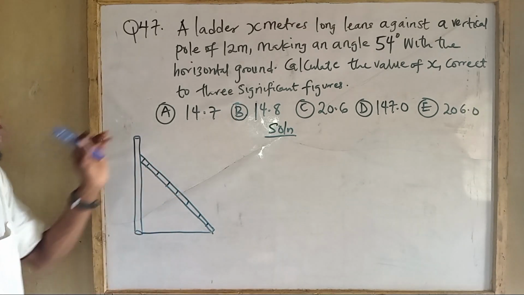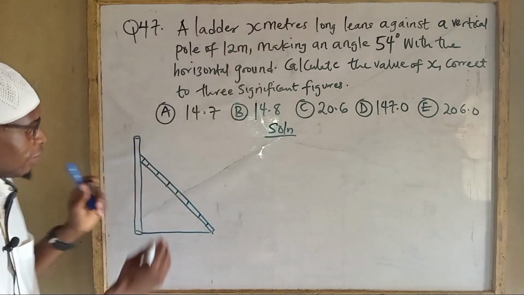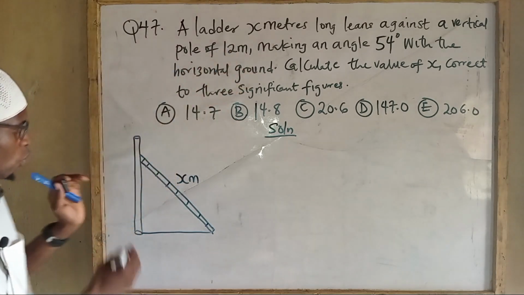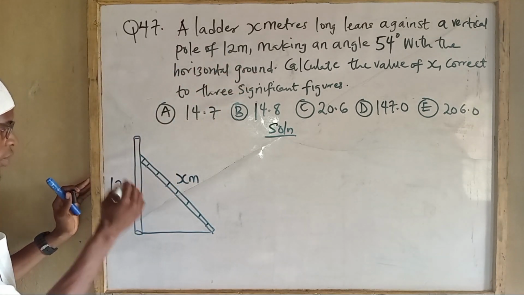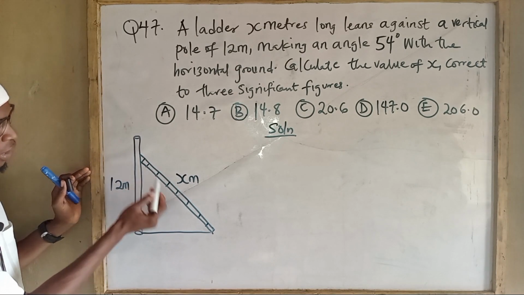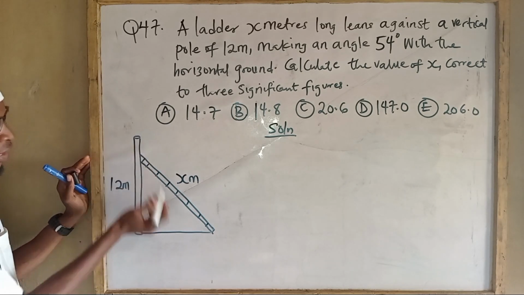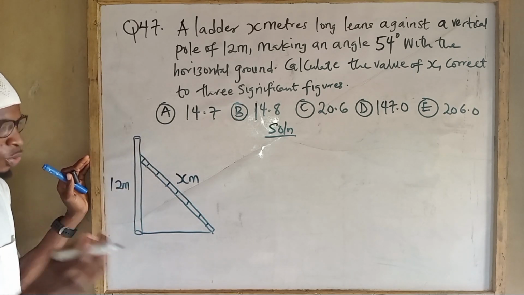Okay. So the ladder is x meters. So that means this ladder is x meters. And the pole is what? 12 meters. Okay, so let me explain why I even start this ladder from here, not at this place. The reason is because, if you place the ladder here, this ladder will tilt. Okay, it will not maintain stability.